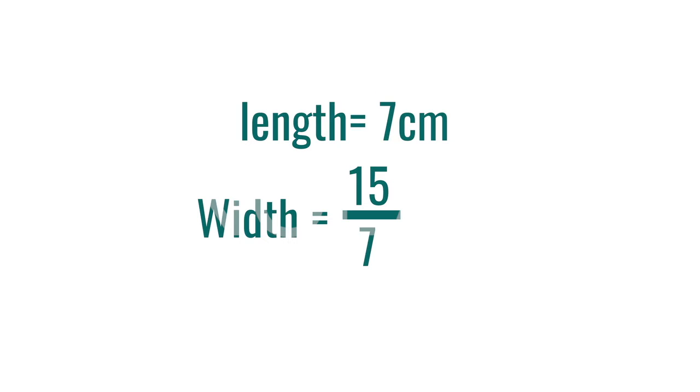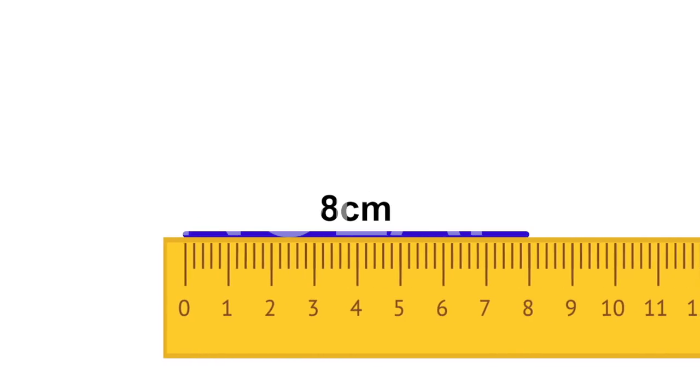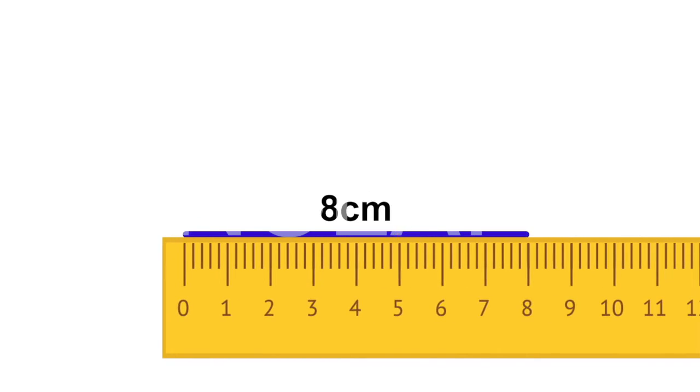Further simplifying, 15 by 7 is equal to 2 1/7. By using a scale, it is not possible to draw this length. So we can draw this by using the properties we learned. Draw a line of length 8 cm. Now mark a point which is 5 cm from one side.